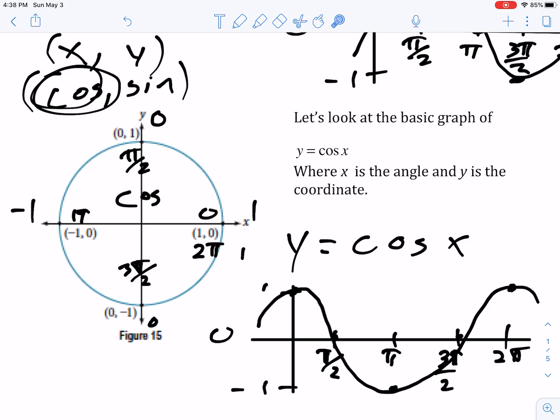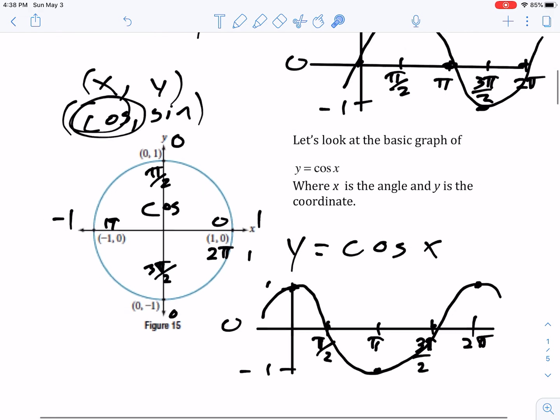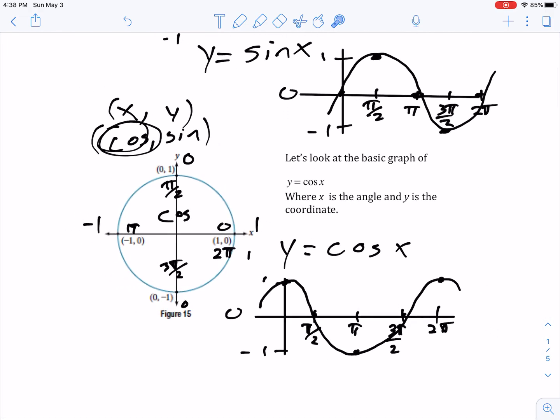of x. Okay? And they actually look like opposites. Okay? If I pull this back, you can see how they're kind of opposite looking.